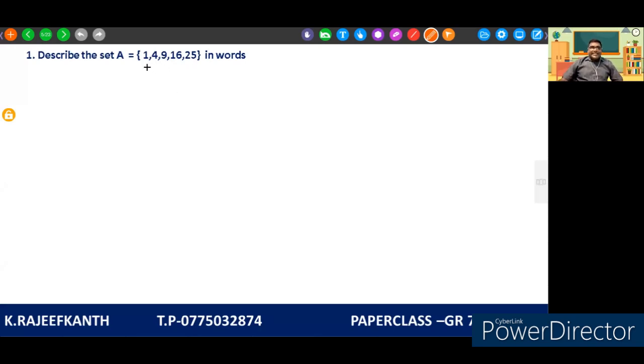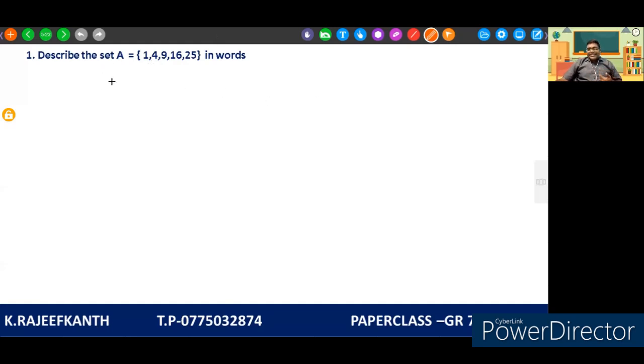We know that these numbers are square numbers, right? Here 1 is the first square number, 4 the second square number, then 9 is the third square number, 16 is the fourth square number, 25 is the fifth square number. So these are the square numbers. And also we can say these 5 numbers are the first 5 square numbers, right?